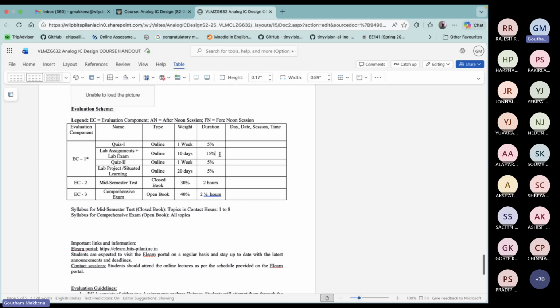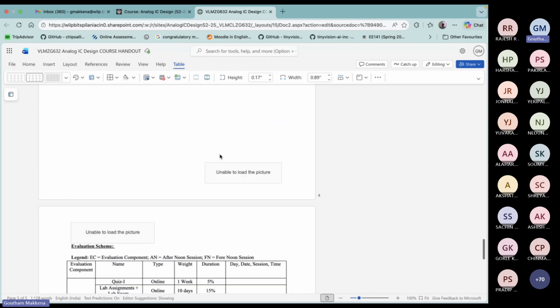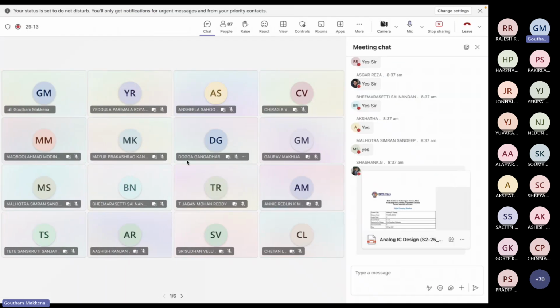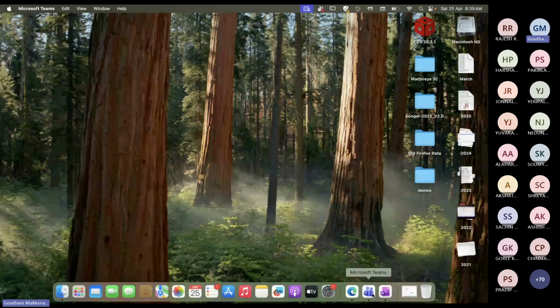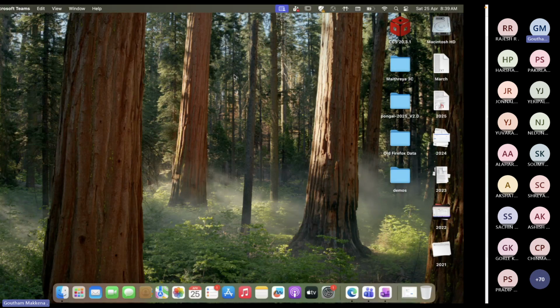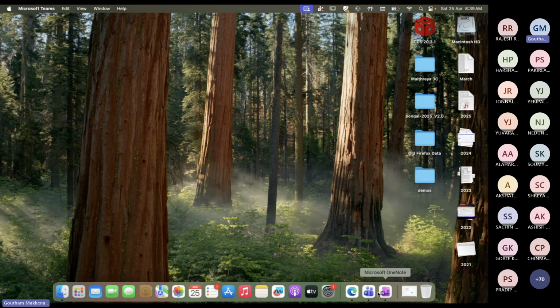Like I told, all the materials will be dispersed in Teams. So in our Teams, mm, okay, somebody gave something already. Okay, oh, you changed the name and gave it. Okay, fine. Anyway.